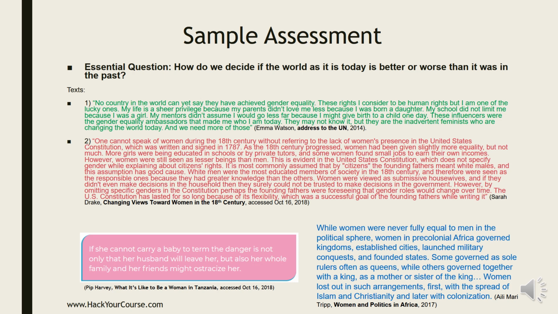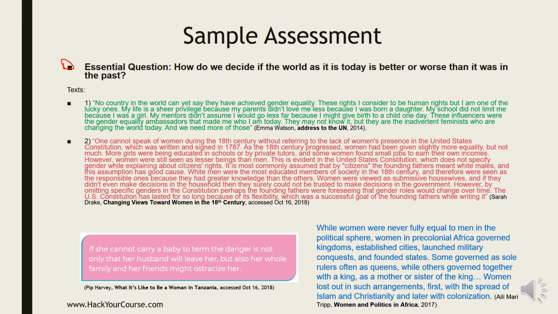So the first thing we want to look up is the essential question, of course. So we have here, how do we decide if the world as it is today is better or worse than it was in the past? So it's a broad question. It's something you can brainstorm about just with your own thinking for the part B. But what I have here is the part A section.